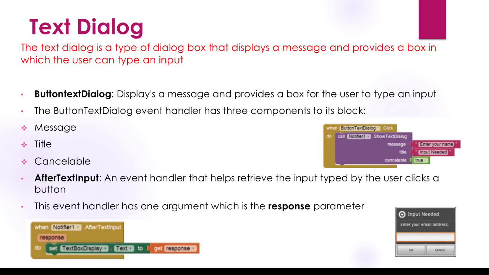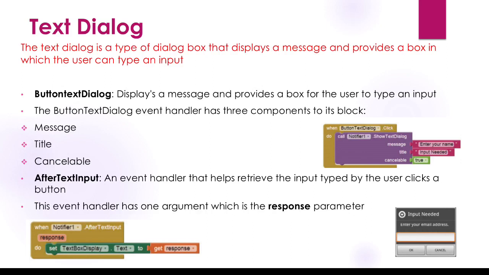The second event of this method is the after text input event. This helps retrieve the input entered by the user after the user clicks the cancel or OK button, and this is found in the Notifier 1 drawer in the blocks editor, and an example of this is the image on the bottom left of the screen.